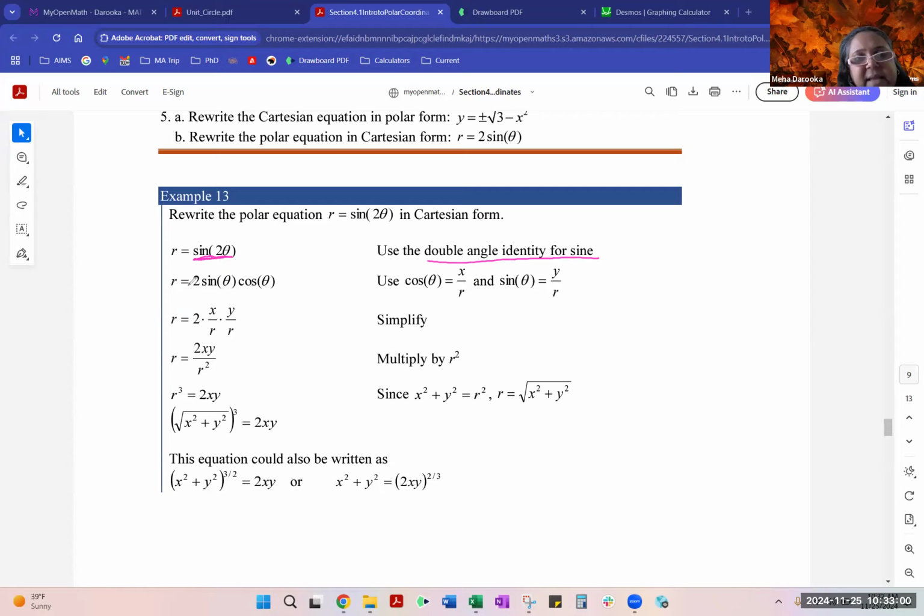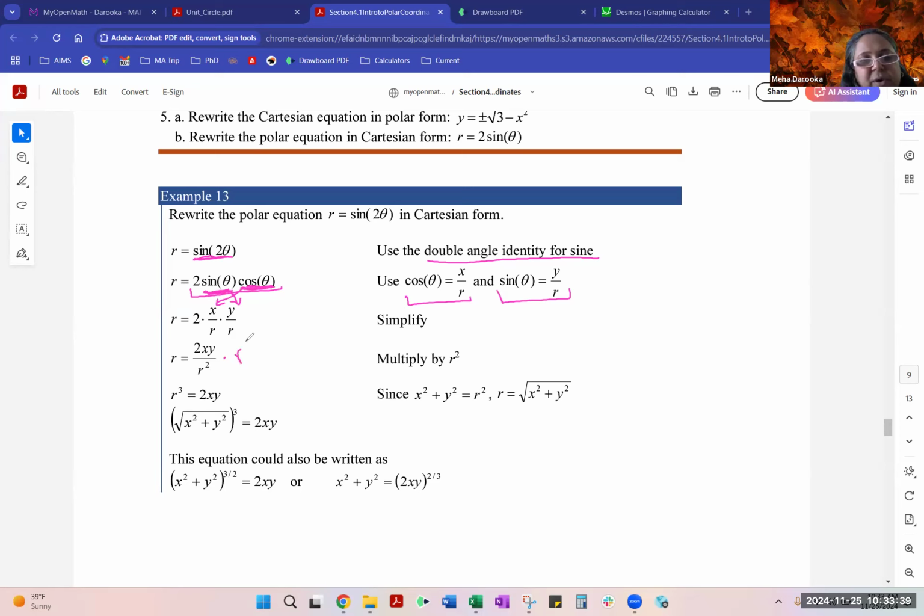So using that double angle identity, we replace sine of 2 times theta with 2 sine of theta, cosine of theta. And then of course, for each of the sine and cosine functions, we will bring in this substitution here. So you will see sine of theta becomes y over r. So the sine is y over r, and the cosine, of course, is going to be x over r. And so you have 2 times x, y on the numerator, r times r on the bottom. So that becomes r squared.